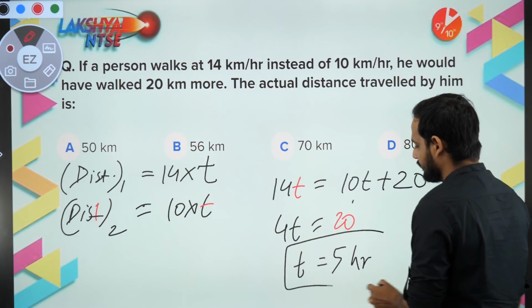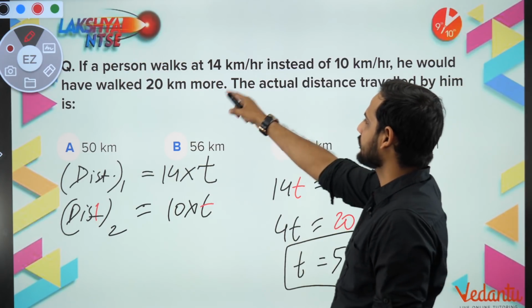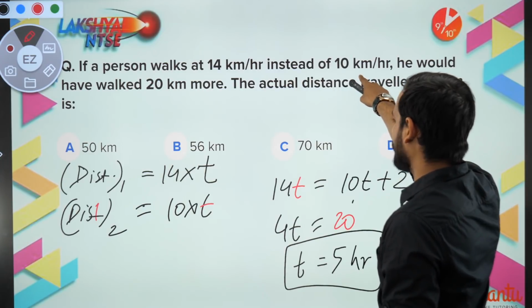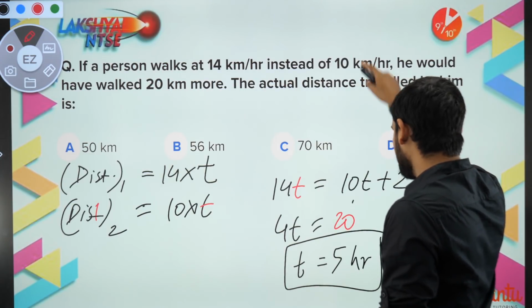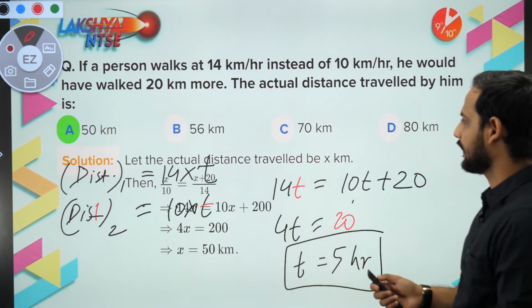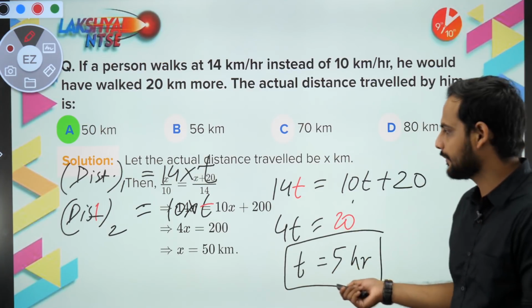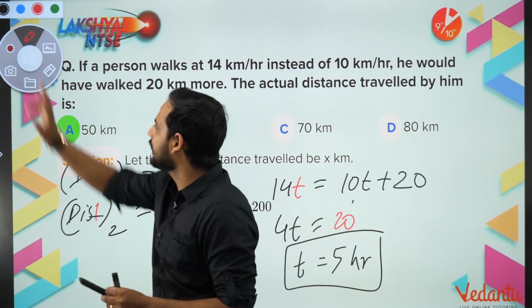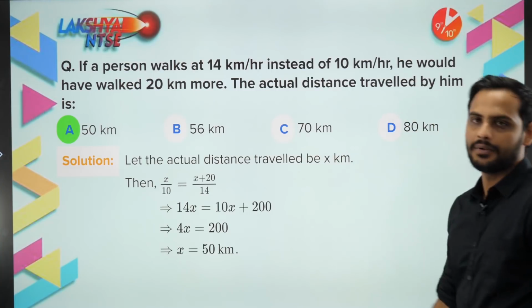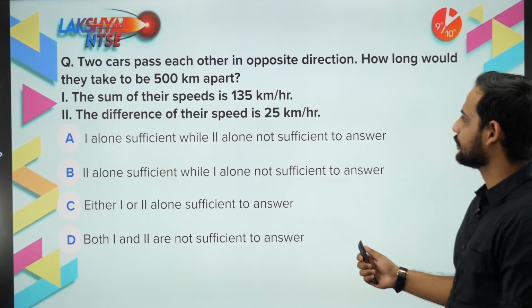So for 5 hours he is walking. What do you want to find out? The actual distance. Actually he is walking at 10 km per hour, so 10 into 5 will be 50. The correct answer is 50 km. 10 was the speed and 5 is the hours. They have done the same thing, nothing else. Chalo, let's move to the next question.